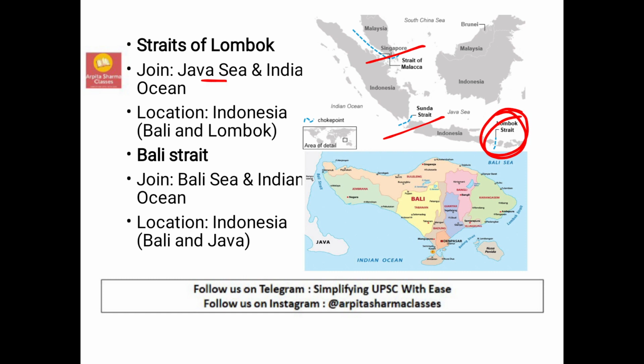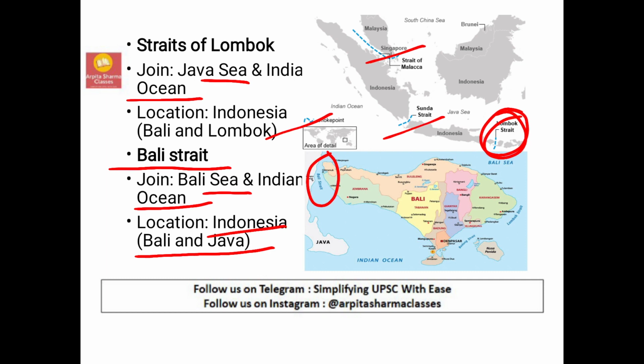It is joining the Java Sea and the Indian Ocean. Which is another one that will join the Java Sea and the Indian Ocean? It is the Sunda Strait. Okay. Location is Indonesia. It is between the Bali Islands and the Lombok Islands. Next is the Bali Strait. Bali Strait is going to join the Bali Sea and the Indian Sea. Location is Indonesia, that is between Bali Island and the Javan Island. Here you can see where is the Bali Strait. It is here. It is going to join the Bali Sea and the Indian Ocean.